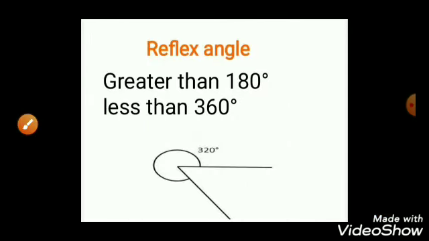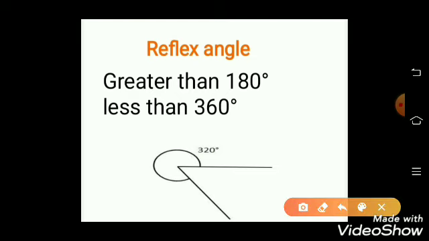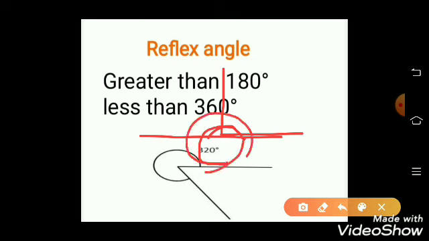Next one, a reflex angle. Listen carefully. This is 90 degree, which means right angle. This is 180 degree, straight angle. Okay, reflex angle means greater than 180 degree, less than 360 degree. So whole circle is 360 degree. So greater than 180 degree and less than 360 degree is called a reflex angle.